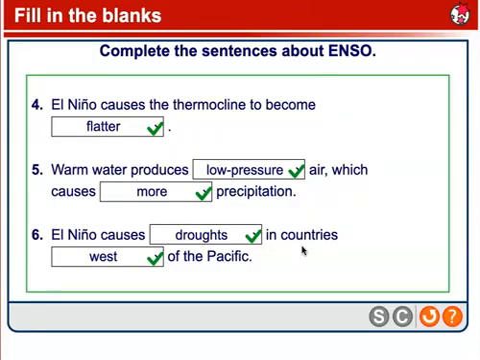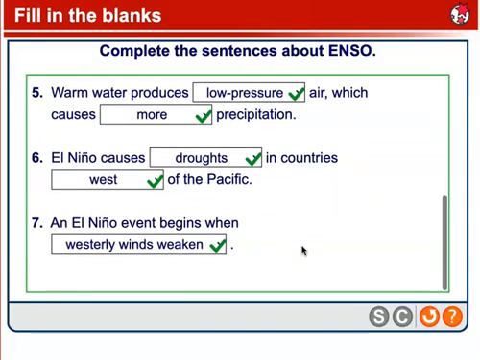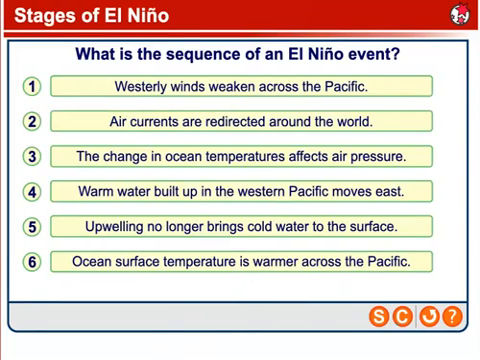Warm water produces low pressure, which causes more precipitation. El Nino causes droughts in countries west of the Pacific. And finally, an El Nino event begins when westerly winds weaken.